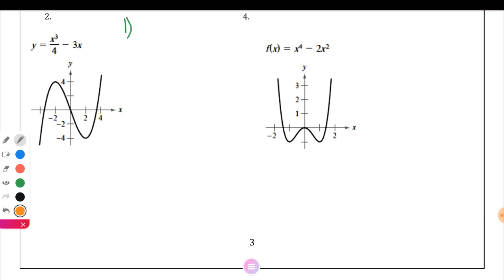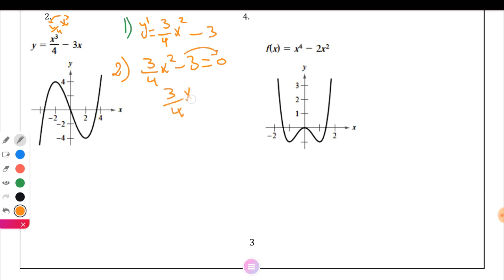Here we can rewrite this as 1 over 4 x to the power 3. Then apply the rule of differentiation. The derivative equals what? 3 over 4 x to the power 2, just multiply, power rule, minus 3. Second step, write the derivative equals 0. 3 over 4 x squared minus 3 equals 0. Implies what goes to the other side? 3 over 4 x squared equals 3. Then divide both sides by 3/4. It will be 4. So x will be positive or negative 2, the critical numbers.